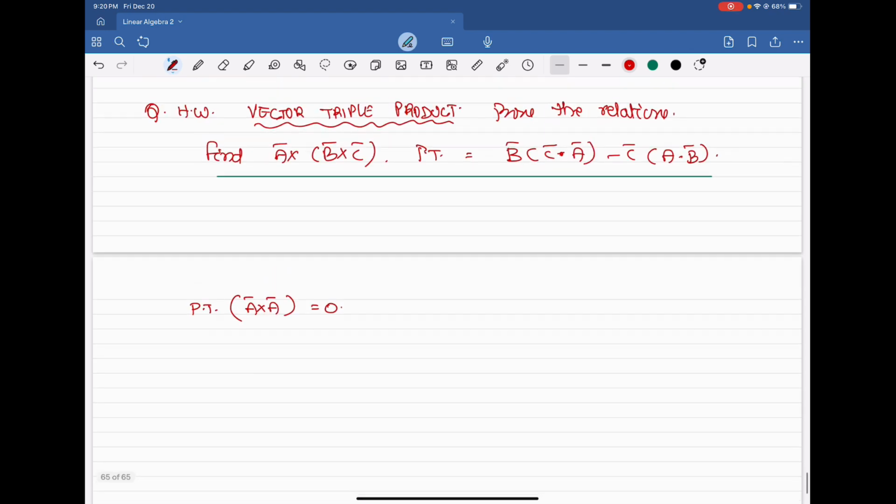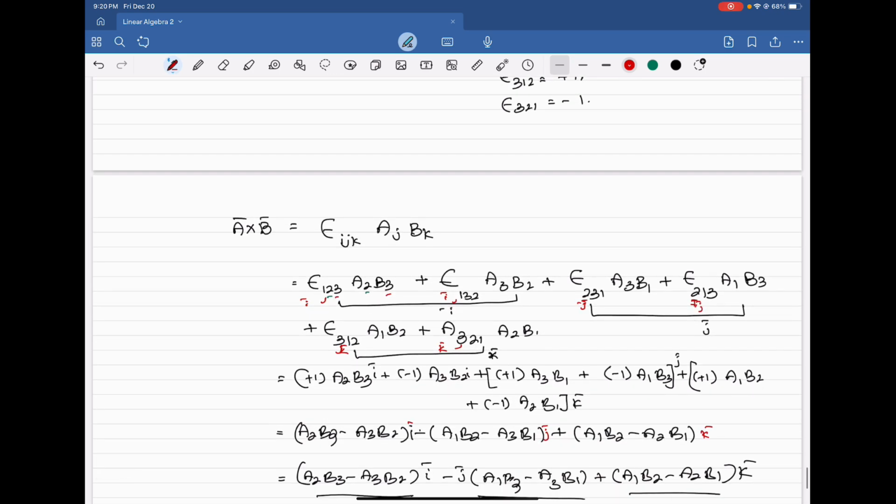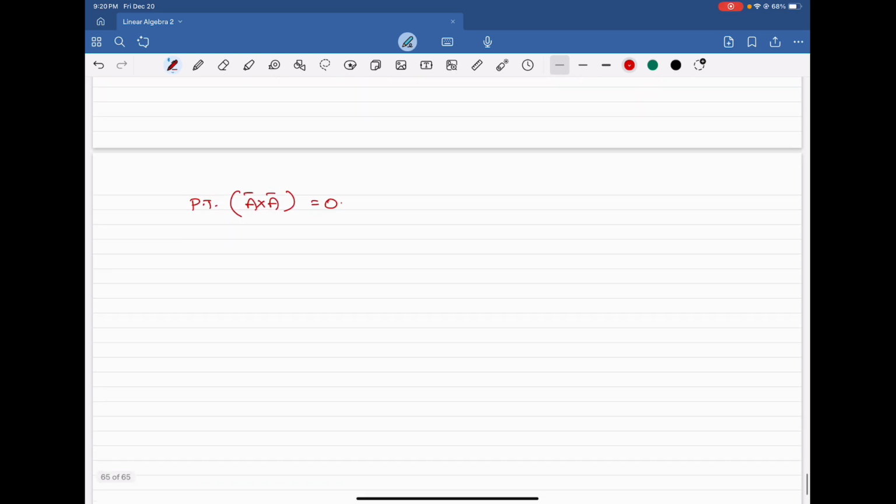What is the definition of A cross B using Levi-Civita? It is A cross B is equal to epsilon ijk aj bk. From basics, epsilon ijk aj bk is equal to A cross B.